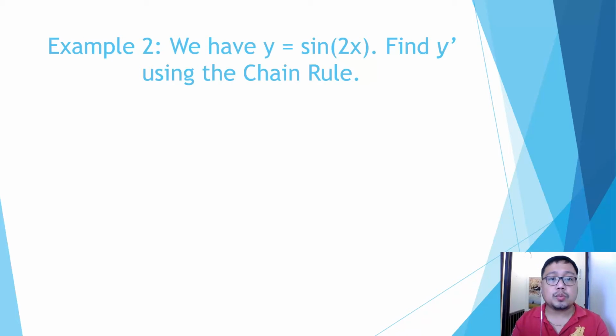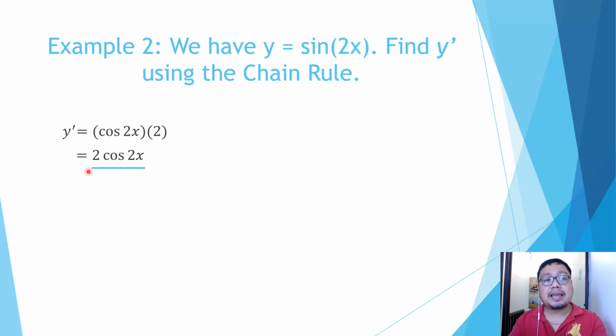Example number 2. We have y equals sine 2x. Find y prime using the chain rule. So our outer is this. The derivative of the outer is cosine 2x. And the derivative of the inner, 2x: the derivative of 2x is 2. So it's simply 2 times cosine 2x. This is our answer.